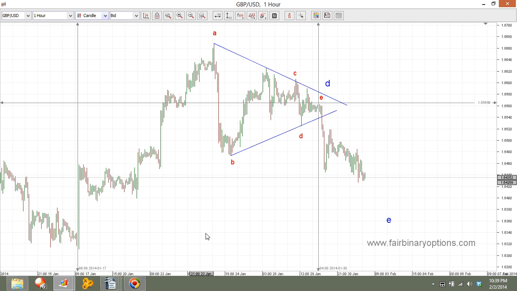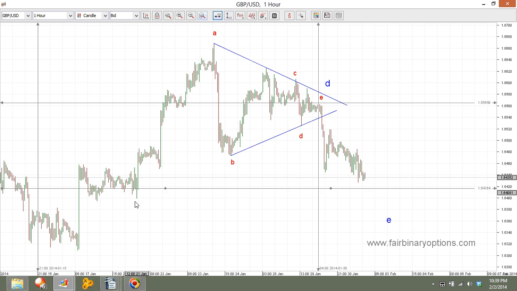And this previous move to the upside, we would still say it is a contracting triangle or a leg of a contracting triangle that ended with a lower degree contracting triangle. So the D wave actually ended around this level. Now if the D wave ended here, then the previous C wave should end at these lows here, into this area.